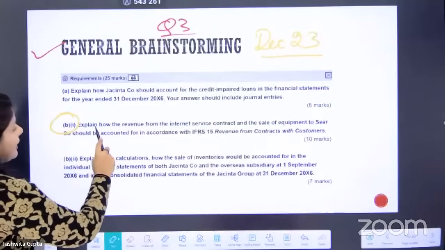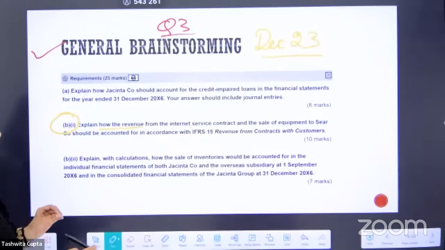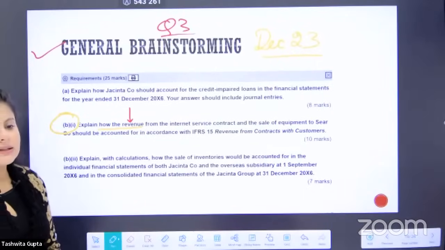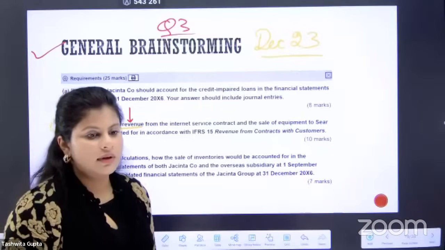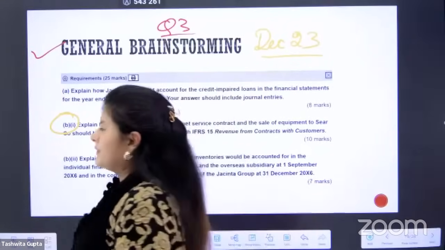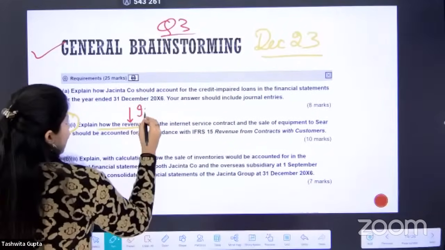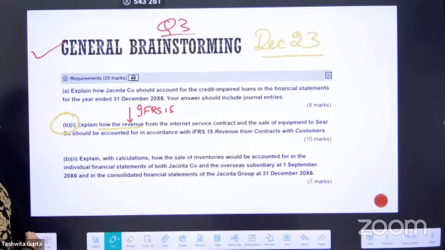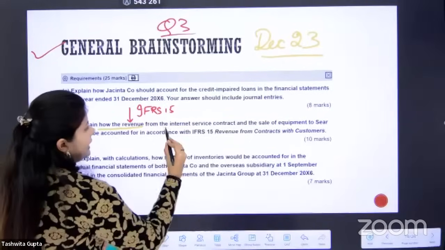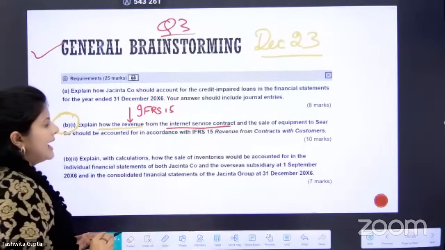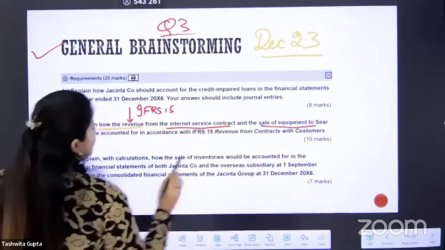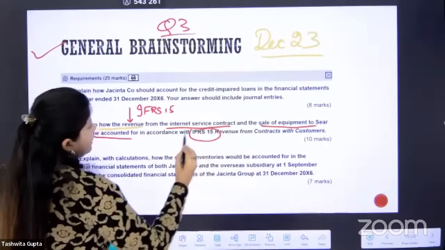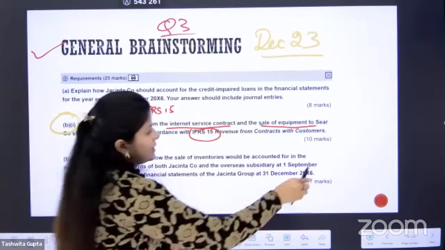Explain how the revenue from internet service contract. Revenue, which standard is this? IFRS 15, good. I'm supposed to refer to how the revenue from internet service contract and sale of equipment to this company should be accounted for in accordance with IFRS 15. So it's already given. And this is for 10 marks.